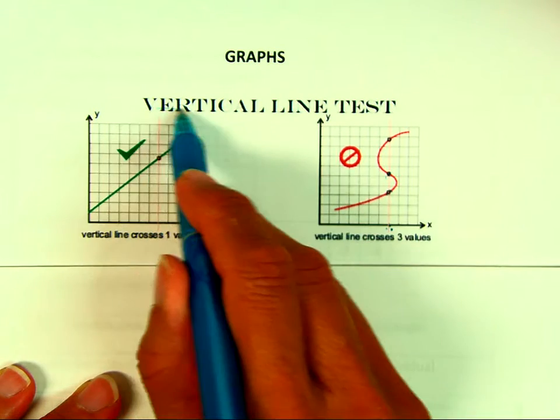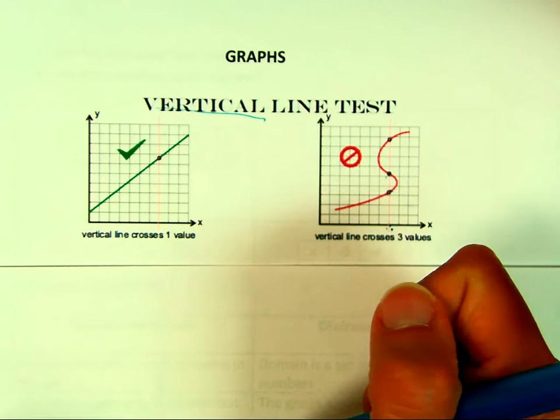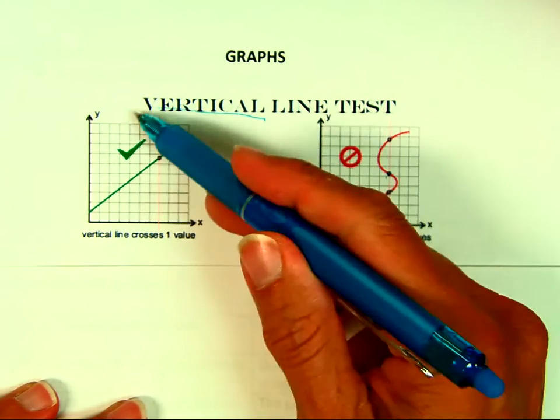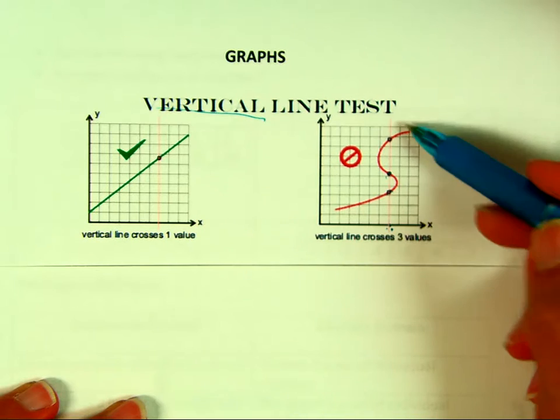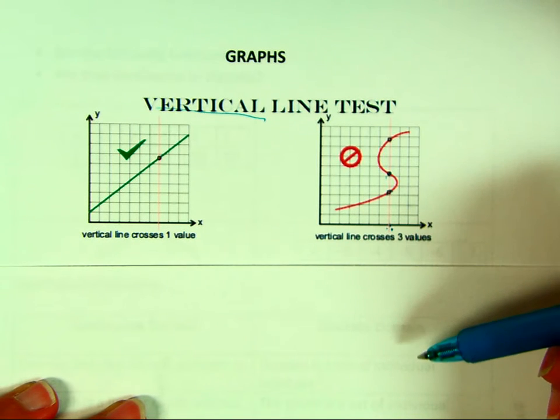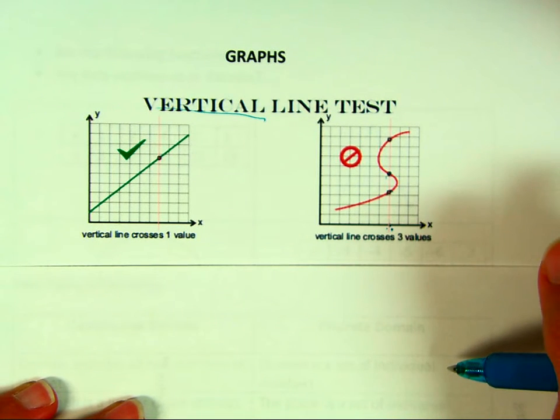And this is what we call a vertical line test. If you have a graph, the easy way to tell if it's a function is to just draw some vertical lines. And if there's ever a vertical line that crosses more than one time, it is not a function.